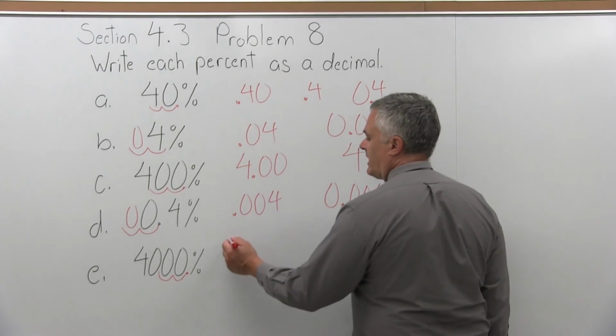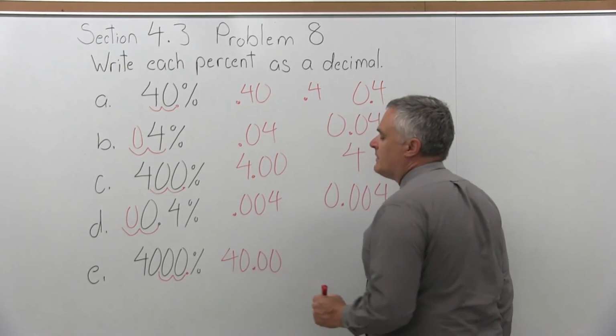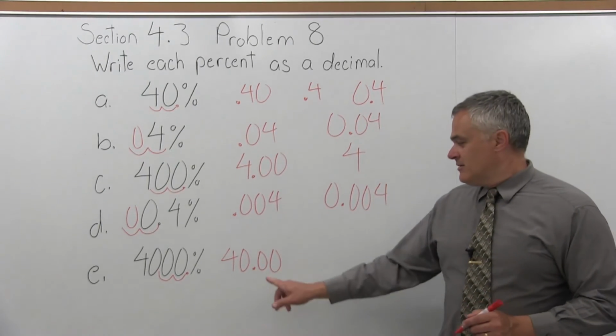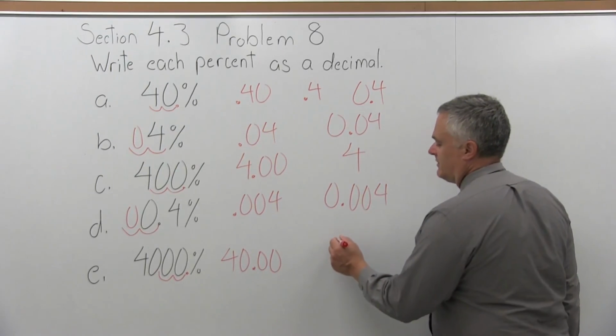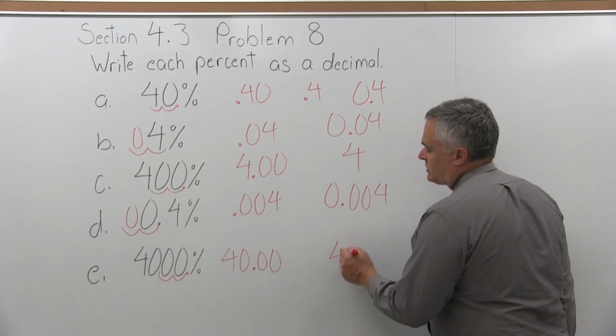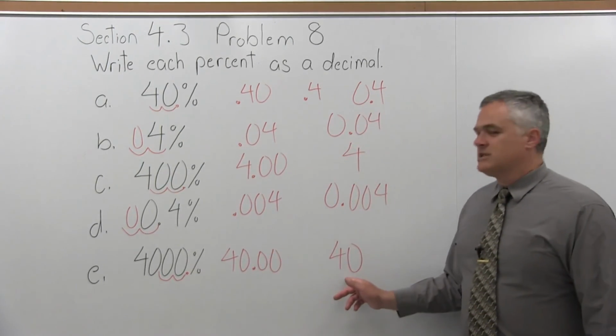So it would be 40.00. Now, most people won't write a decimal that just ends in zeros like that. Most people just chop that right off, and I would too. So I would say that the decimal equivalent of 4,000% is just simply 40.